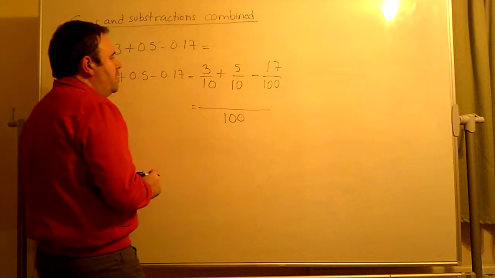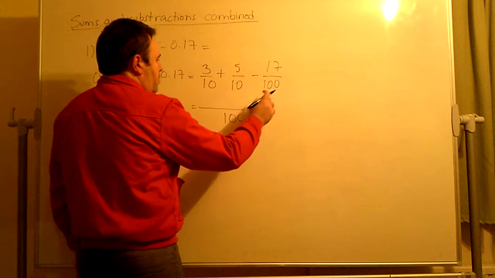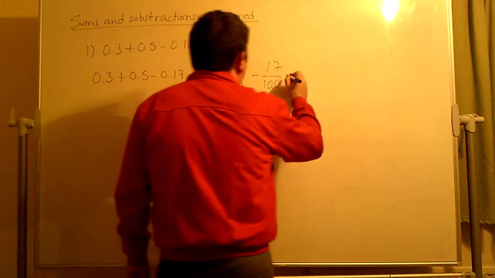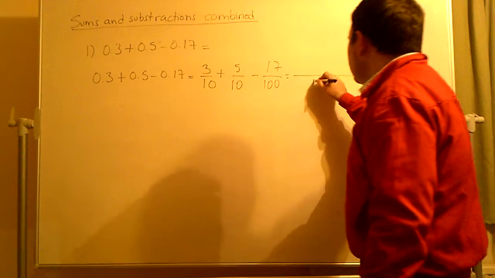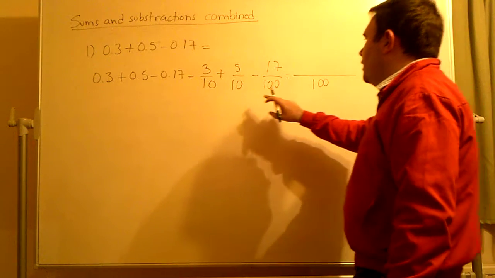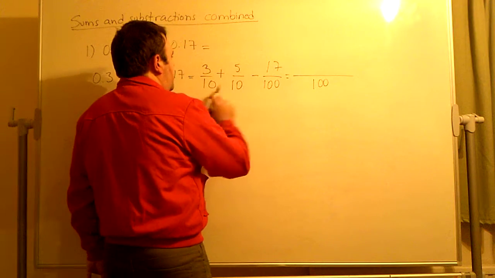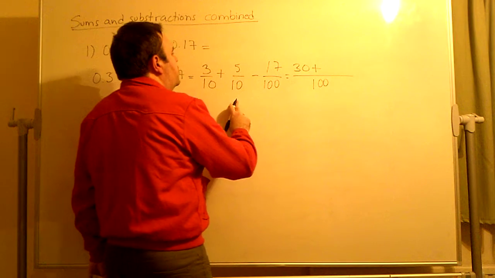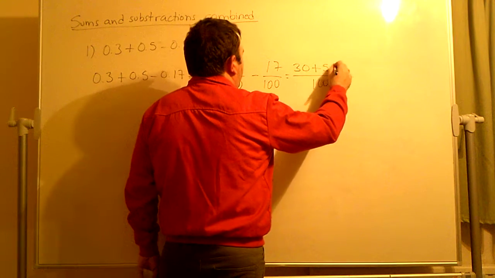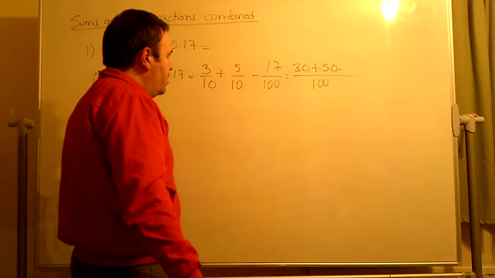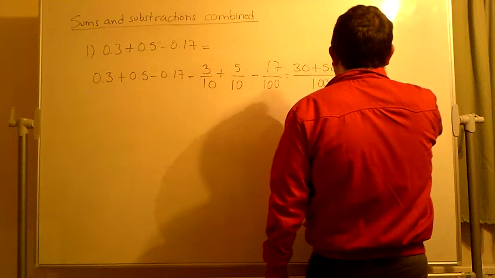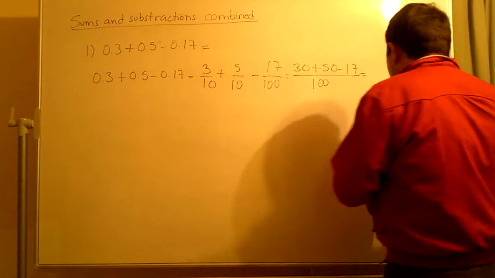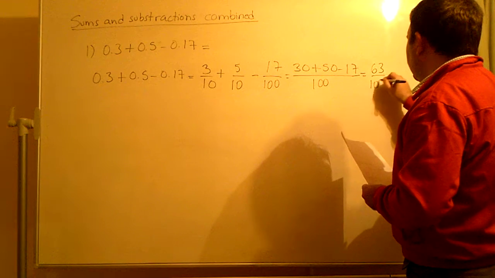So 100 divided by 10 is 10. I'm going to write it down here. 100 divided by 10 is 10 times 3, 30, plus 100 divided by 10 would be 10 times 5, 50, minus 100 divided by 100 is 1 times 17 is 17. So this would be 63 divided by 100.